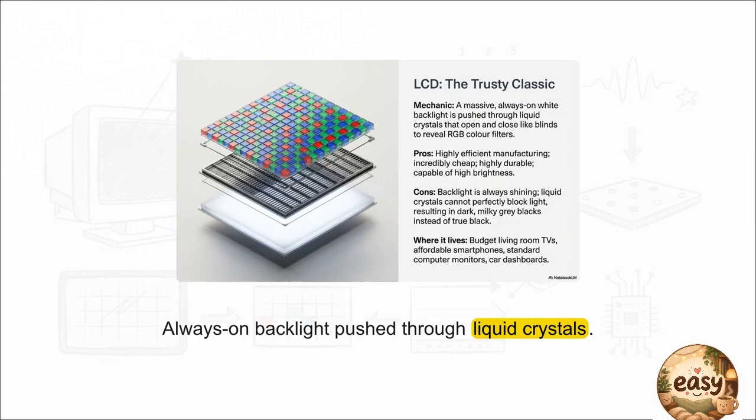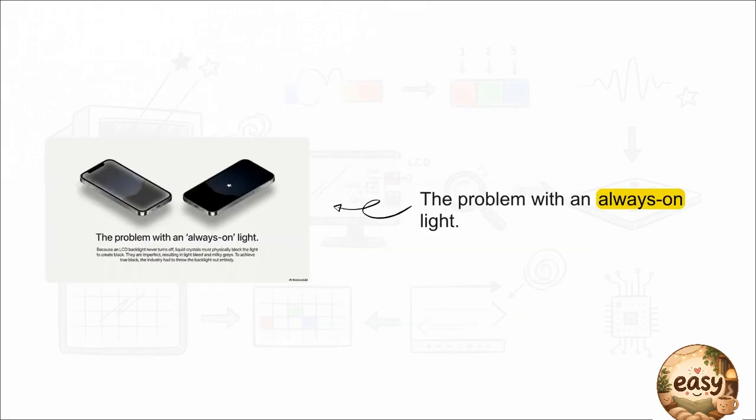Now, those crystals act exactly like tiny mechanical window blinds. They open and close to let that backlight pass through the red, green, and blue color filter cubes sitting right there on the very top. And because we've been refining this since Sharp was building full-color panels back in 1988, manufacturing is highly efficient, incredibly cheap, and highly durable. But there's a catch. The catch is the fundamental problem with having an always-on light source.